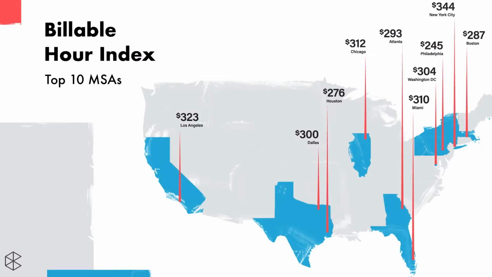OK, we did the top 10 cities by population, and we're able to see one more level of granularity, which we will expand on year over year. For the most part, the top 3 came in terms of population. New York City rates came in at $344 an hour on average. Second was Los Angeles with $323. Third was Chicago with $312. You can see Miami came in next, $310, $304 in DC, $300 in Dallas versus $276 in Houston, which is an interesting comparison of 2 pretty closely located cities, and then Boston at $287, $245 for Philadelphia.